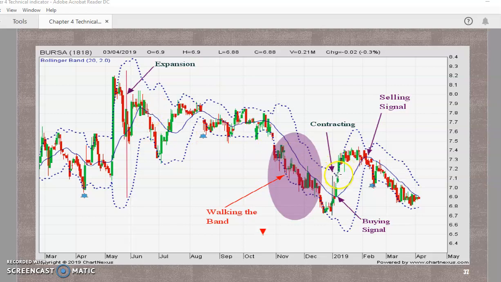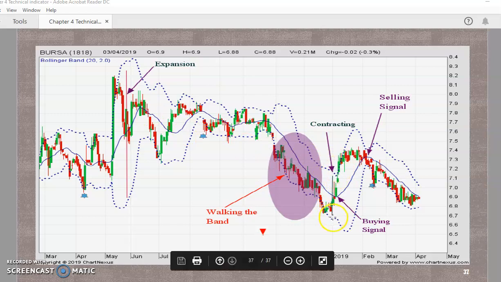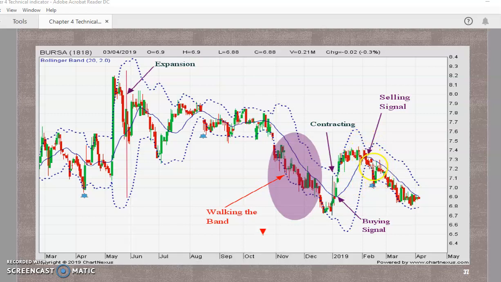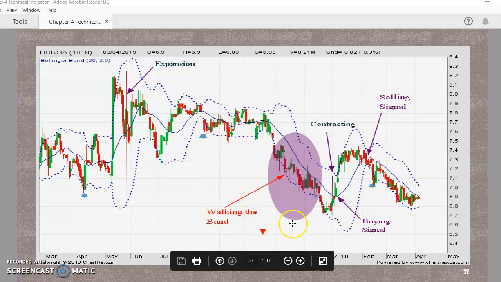This is another example of contraction. When it contracts, then it starts to expand, and contracts again at this point. Buying. Then when you want to sell, you sell when the price starts crossing below the moving average, or the band starts contracting again. In this case, whenever you see the price closest to the band, either the upper band or the lower band, we call this situation walking the band.